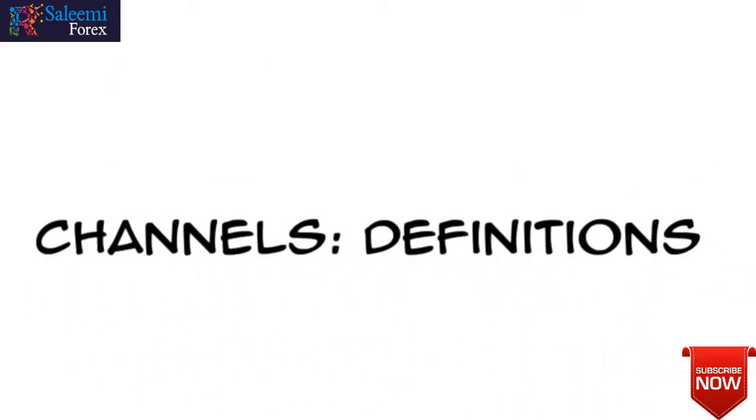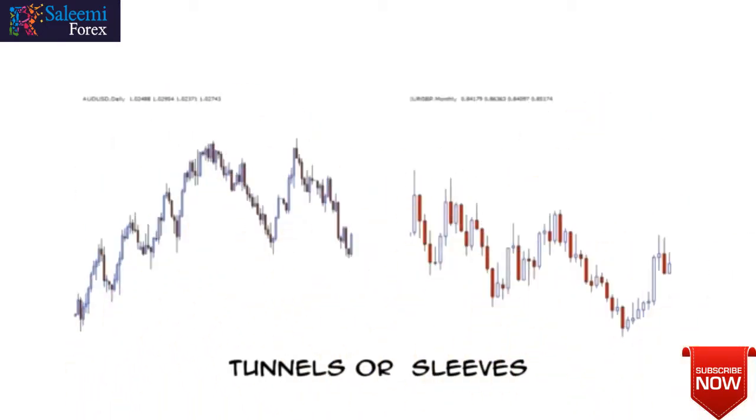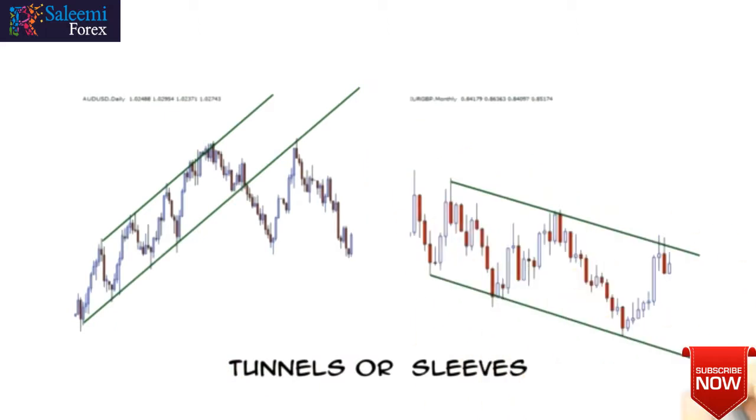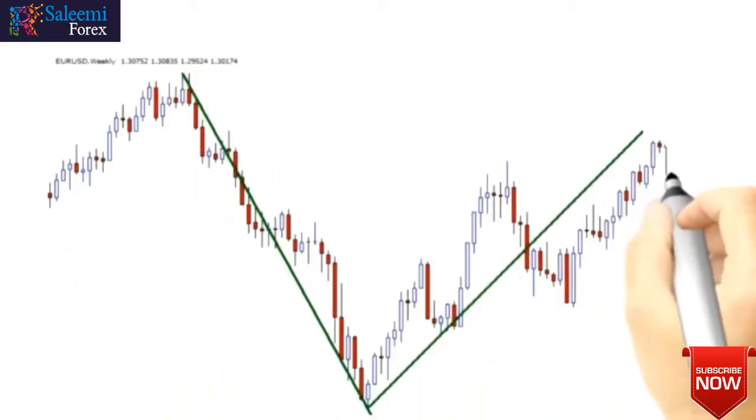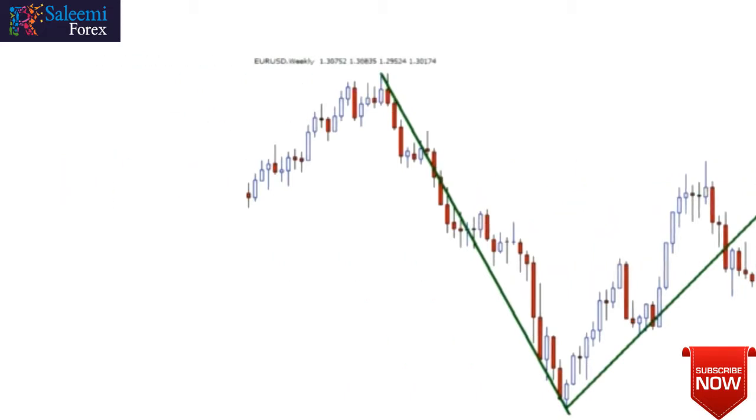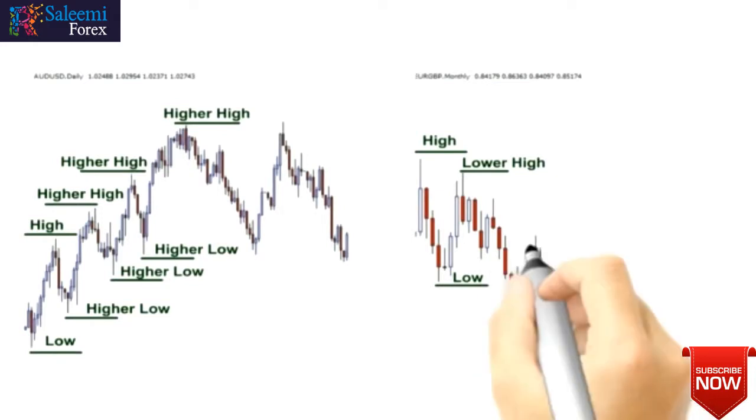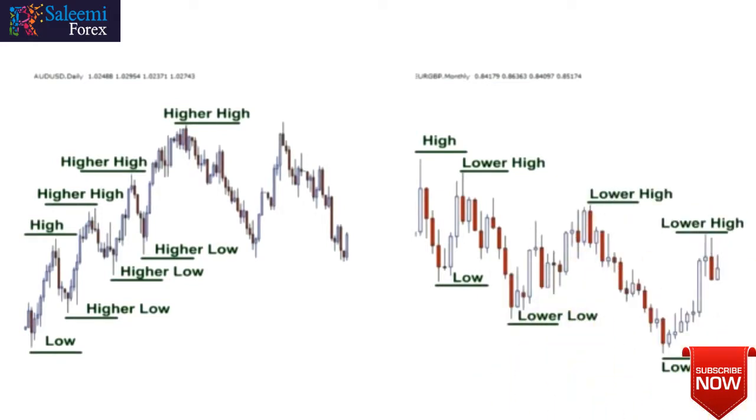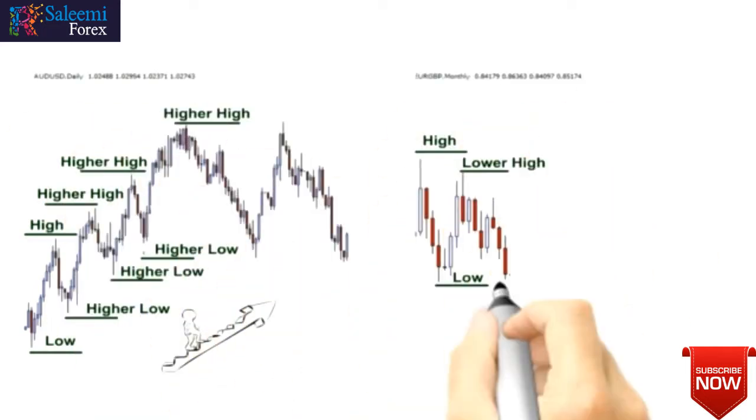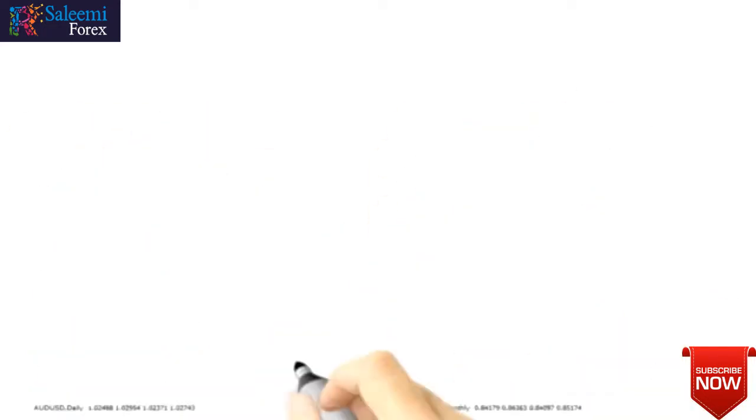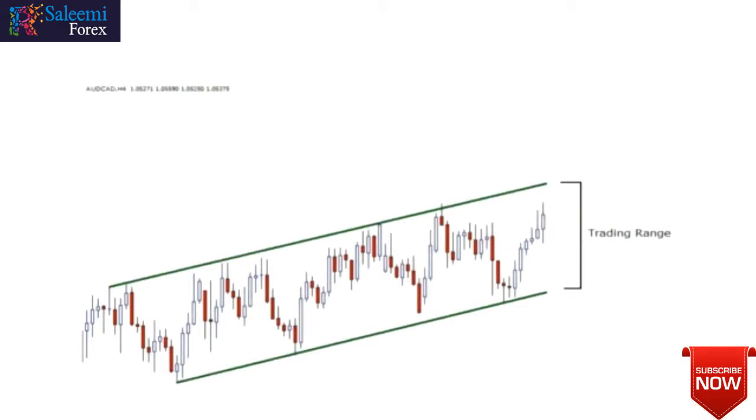As the name suggests, channels, aka tunnels or sleeves, are parallel trend lines that surround a rising or falling trend at an angle in width that not only captures the overall slope of the trend like a single trend line, but also encompasses most or all of the price range, that is, most of the higher highs and higher lows that define an uptrend, and lower highs and lower lows that define a downtrend. Again, the goal is to best describe the overall slope and price range.